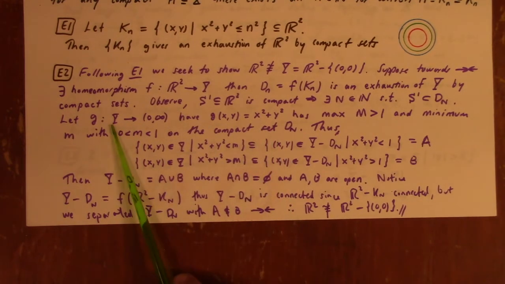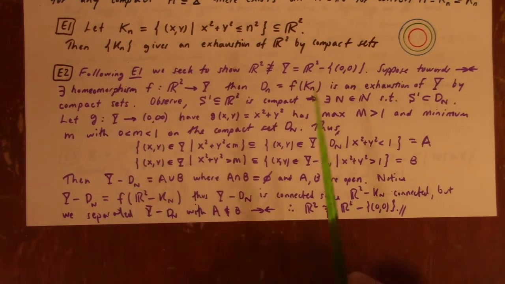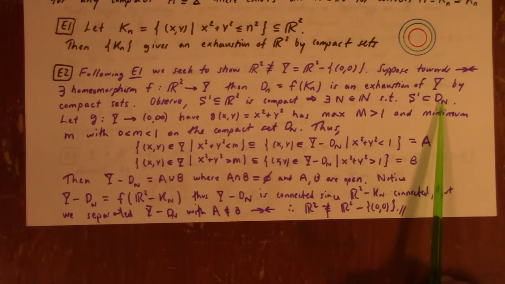Well, I guess I know that because if g is going from Y to there, then the smallest that value could be would be 0, but that's not allowed because we're taking it from the punctured plane, which does not contain 0, 0. So g is manifestly not 0. So if it has a minimum, it's got to be positive. Why would the minimum have to be less than 1, though? Is that because S1 is a subset of Dn? I guess that could be it.